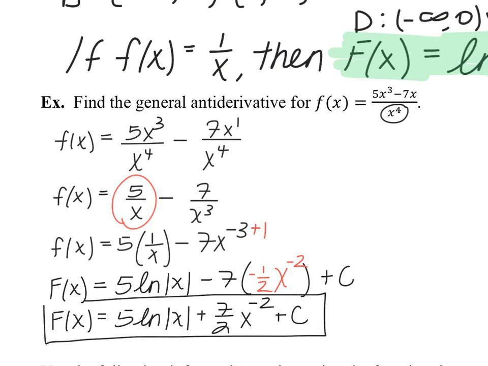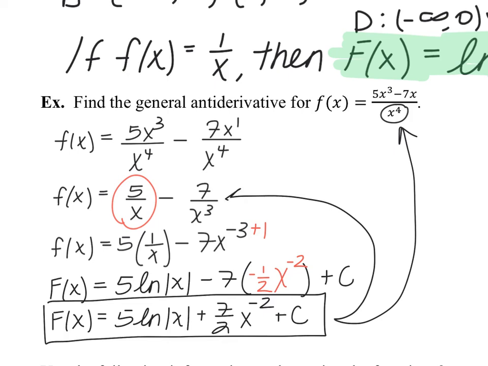And remember, we can check this by computing the derivative and verifying that we get the original. However, we won't get the original problem here since that was a problem that we simplified. We would end up getting the original problem here once we did our term by term division, if you chose to check it.